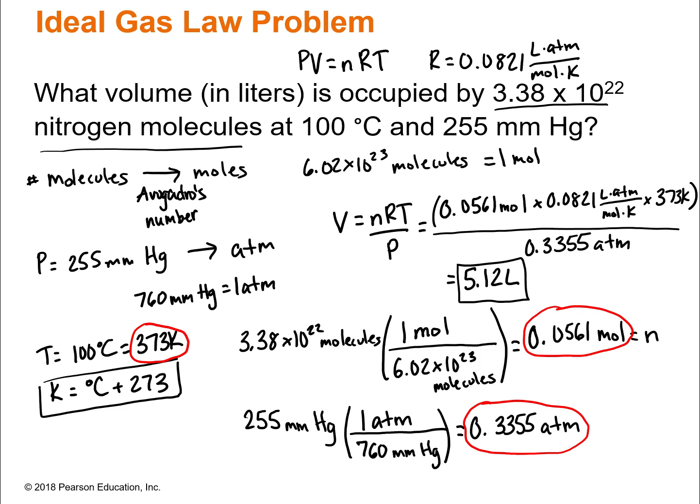We had to convert the pressure because the gas constant that we're using is liter atmosphere per mole Kelvin. So the constant only works if your pressure is in atmosphere. So just like with the volume, it has to be in liters, not milliliters or anything else.